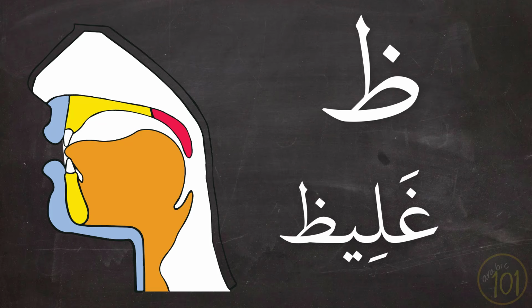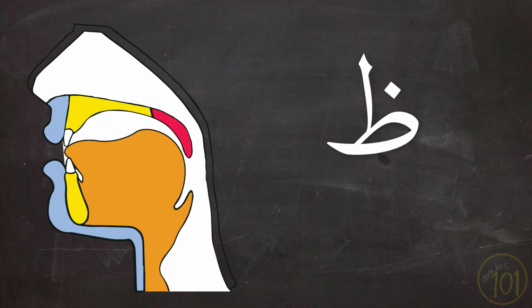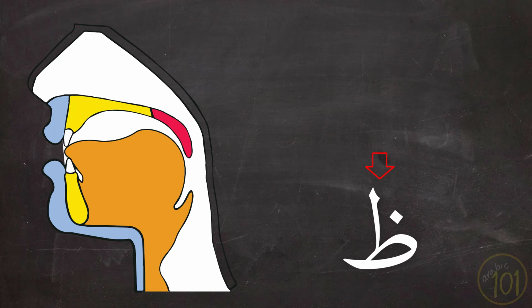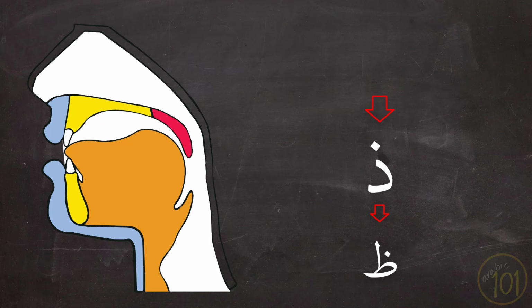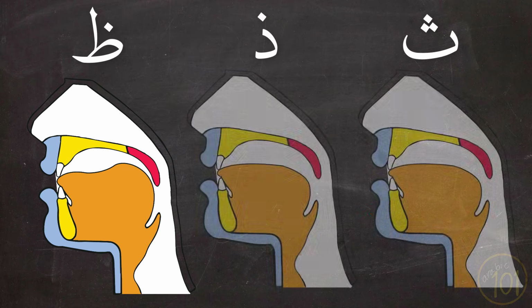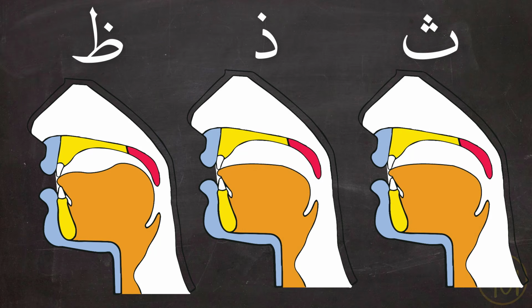So to pronounce dha, you need to learn how to pronounce dhal. And to pronounce dhal, you need to learn how to pronounce tha. And here are the differences between these three sounds.